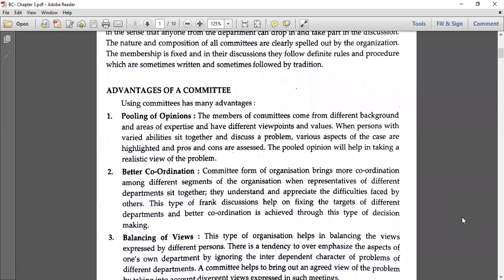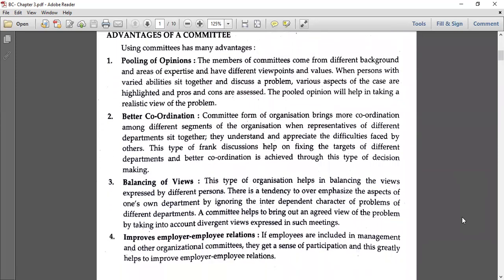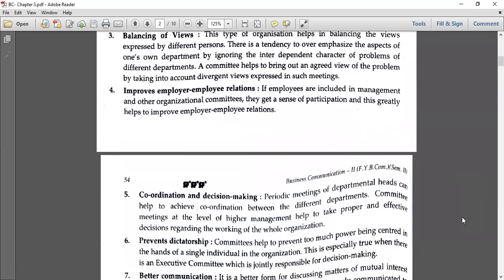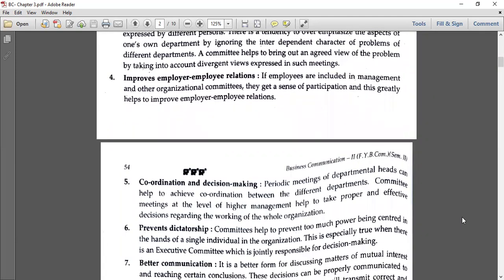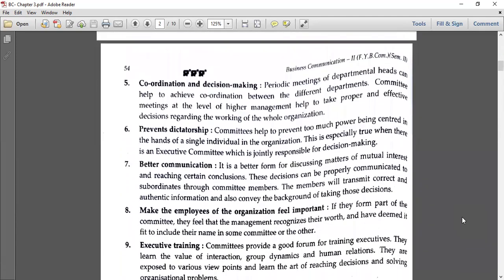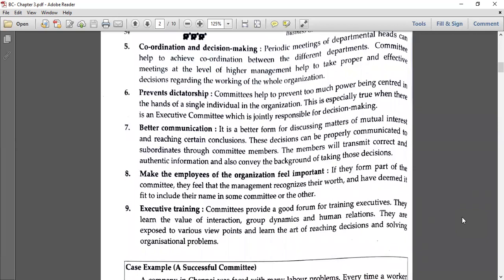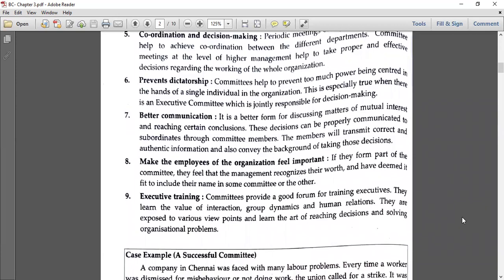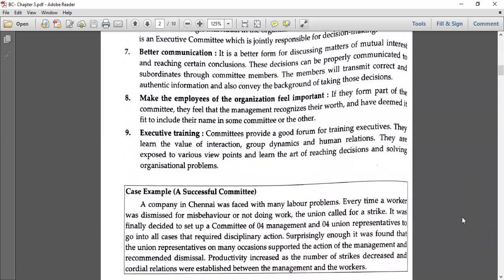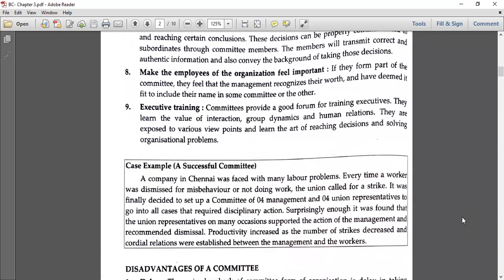First is pooling of opinion, second is better coordination, third is balancing of views, fourth is improved employer-employee relations, fifth is coordination and decision making, sixth is preventing dictatorship, seventh is better communication, eighth is making employees of the organization feel important, and then ninth is executive training. It can be a bigger question for your paper: explain the functions of committees in the organization, explain the advantages of the committees in the organization.